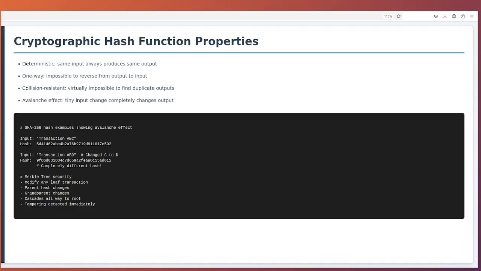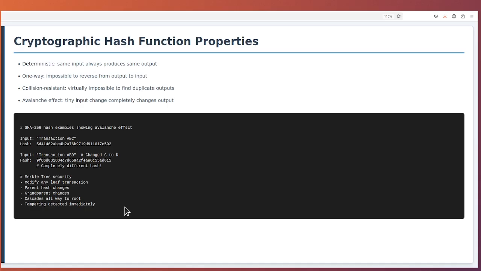This last property is what makes Merkle trees so tamper-proof. If someone tries to modify a single transaction at the leaf level, that transaction's hash changes. This causes its parent hash to change, which causes the grandparent to change, cascading all the way up to the Merkle root. Any node can detect the tampering by comparing the roots.